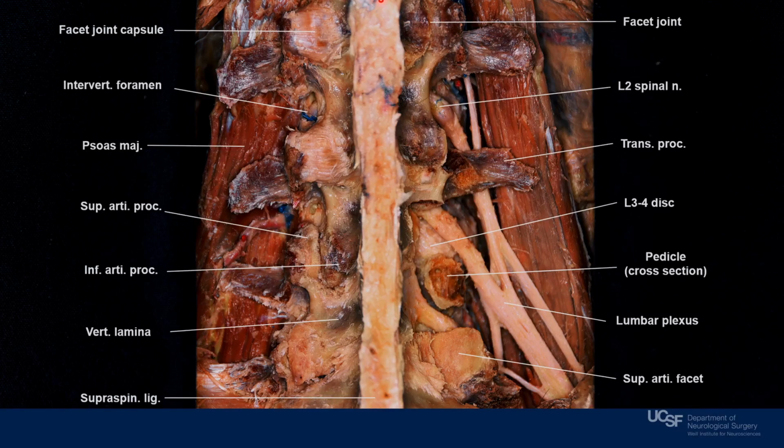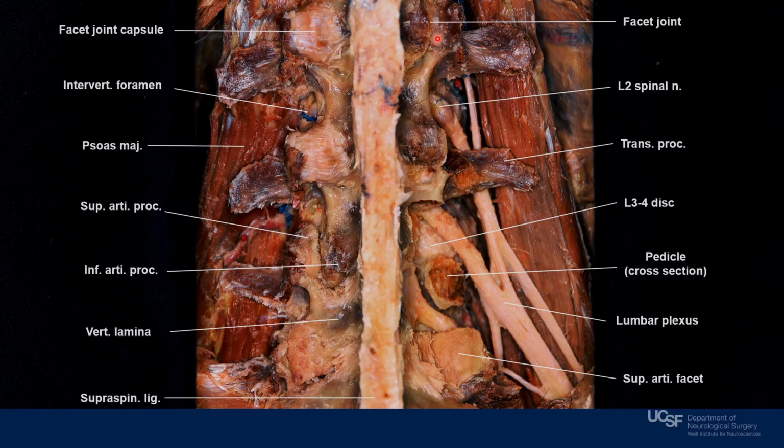This is a posterior view, superior to inferior, medial to lateral, left side, right side. We see the facet joint capsule. We observe the superior articular process matching the inferior articular process of the superior vertebra. The vertebral lamina, superficially the supraspinous ligament, and on the right side we see the facet joint.